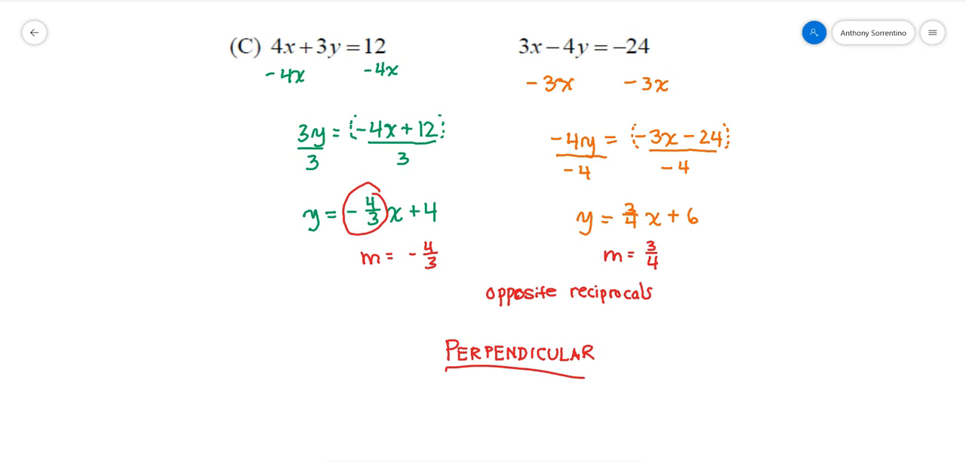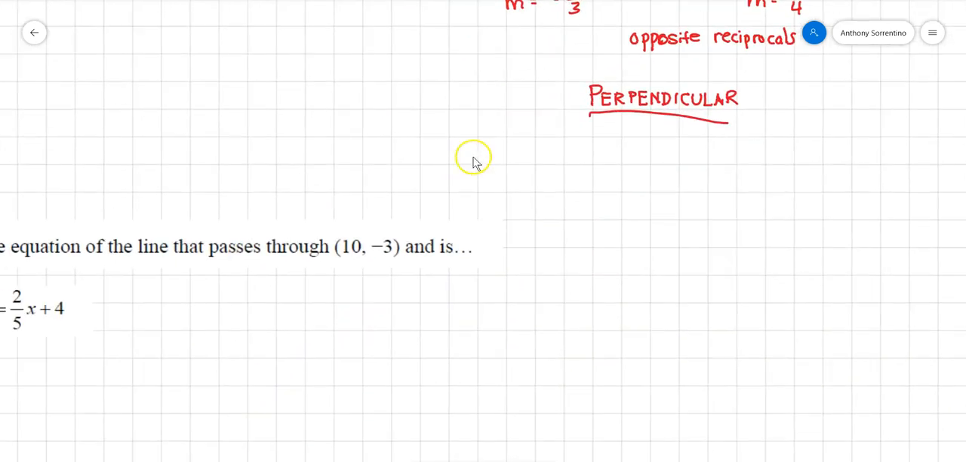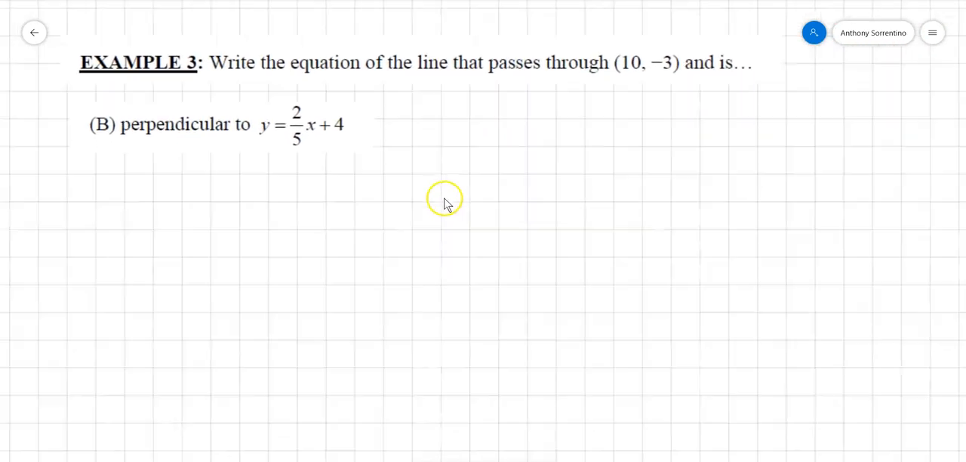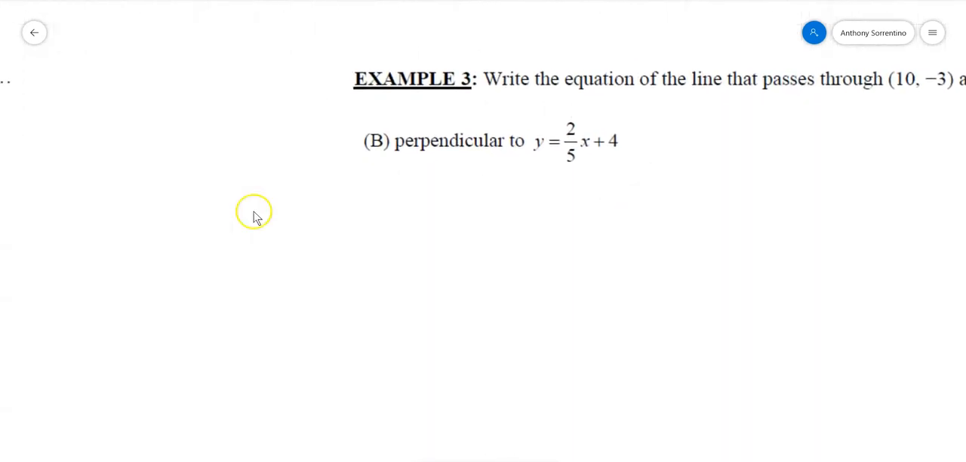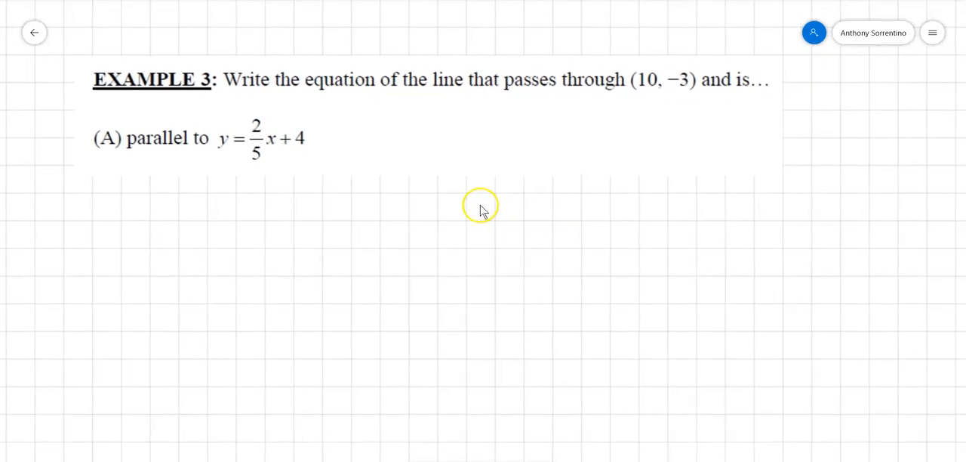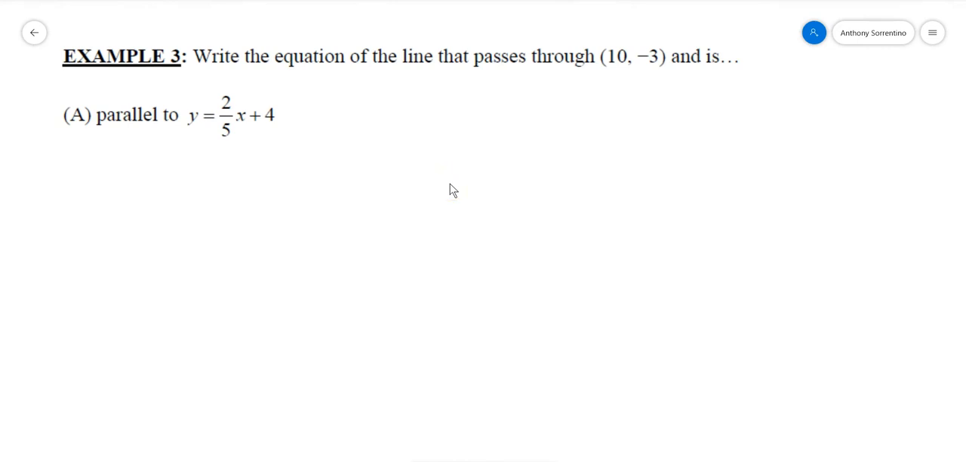The next thing you're asked to do is to now write the equation of a line that gives a certain description based off of being parallel or perpendicular to another line. So let's have a look at that. There's two parts to example 3. They want you to write the equation of a line that passes through (10, -3), and in part A is parallel to y equals 2/5 x plus 4.